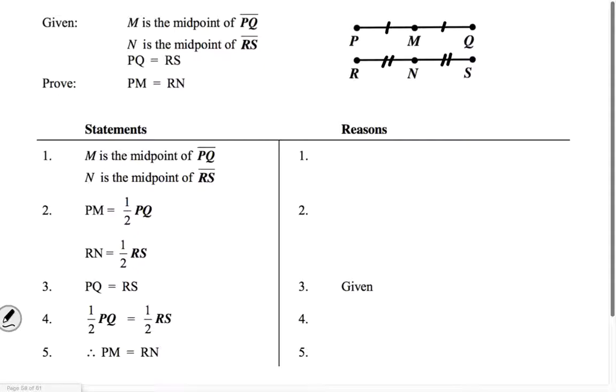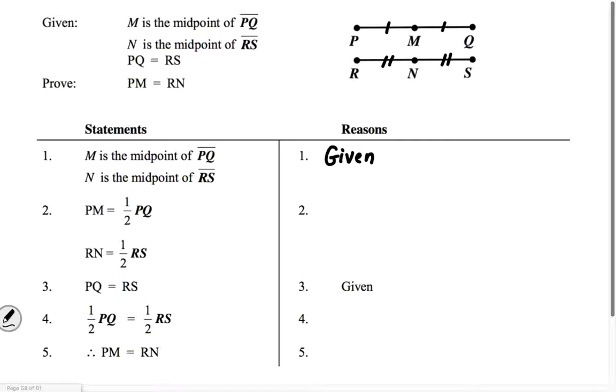But then I was given that PQ is equal to RS. So would that mean that all 4 of them are the same then? All 4 pieces? Yeah, they're going to have to be the same then. So number 1, we're going to have given. Number 2, the midpoint theorem, or the definition of midpoint just says it breaks it into 2 congruent segments.